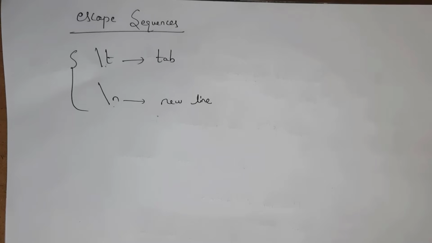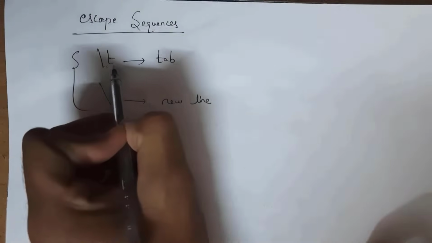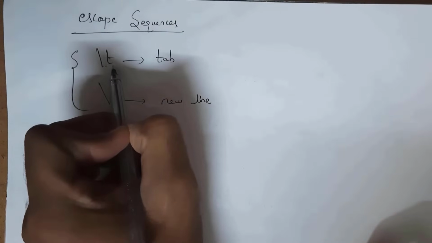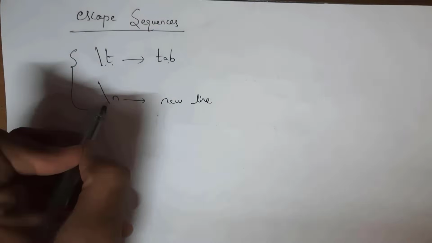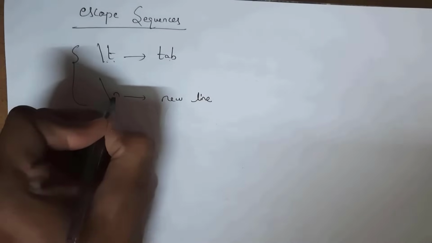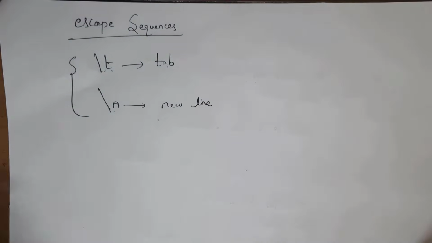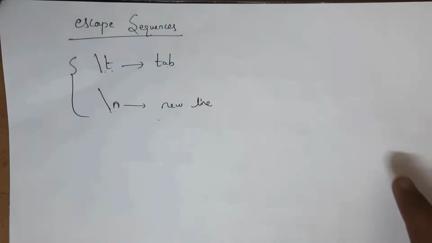There are two common escape sequences that we use in C. The first one is \t, where \t stands for horizontal tab, and the next one is \n, where n stands for new line. I will explain the use of these escape sequences by using a program.